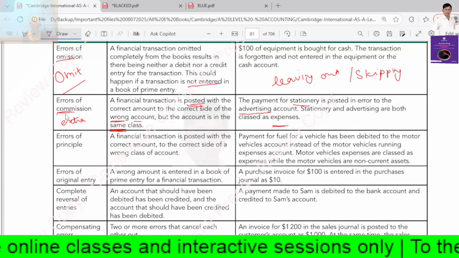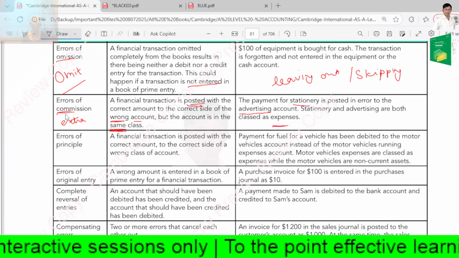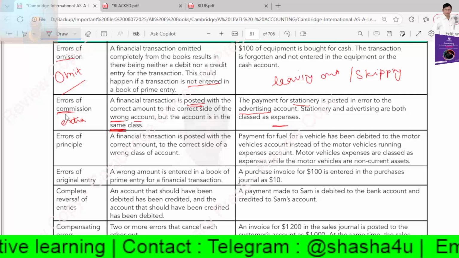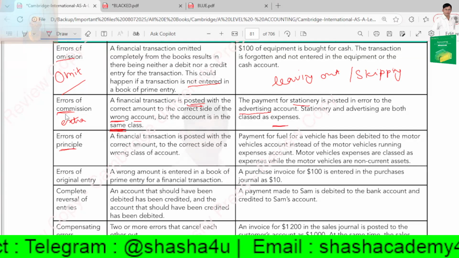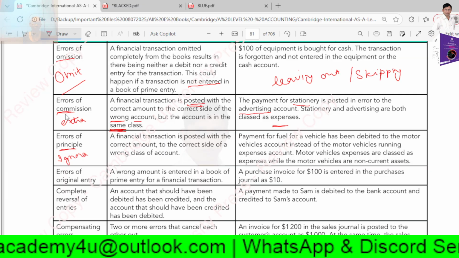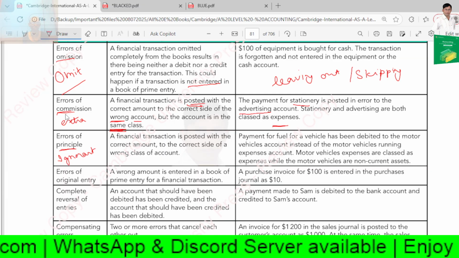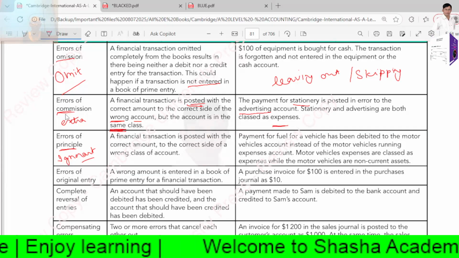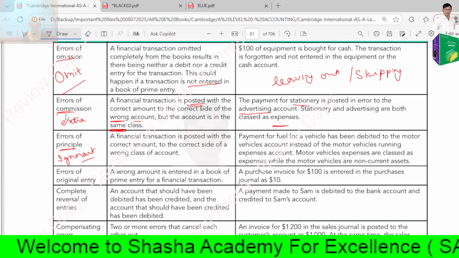Error of principle. What is an error of principle? Suppose someone doesn't know the accounting principles. He is ignorant and doesn't know the accounting principles. So what he does, instead of recording it as an expense, he may record it as an asset or something like that.